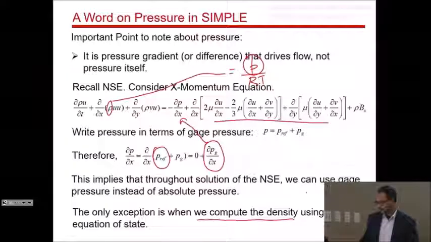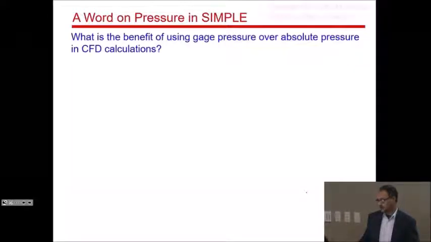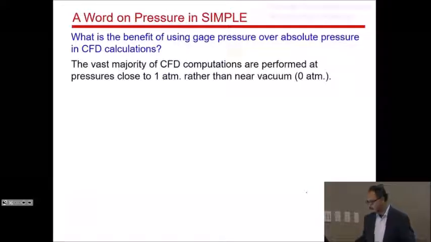All right? Now, what does that mean? What are the benefits of using this? Why do we want to do this? Obviously we don't want to introduce a new complexity unless there's a good reason to do that. So here's the reason why we want to do this. The vast majority of CFD computations are performed at pressures close to 1 atmosphere, because we are looking at terrestrial applications, right? Sometimes you can have higher pressure, but let's say 1 atmosphere or something close.